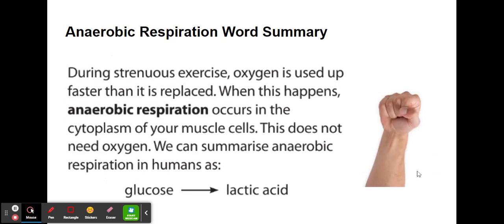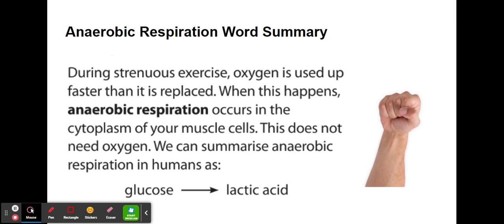Now, if we compare that to the word summary of anaerobic respiration, which is here, you can see it's a much simpler reaction from glucose to lactic acid. So the reactant is glucose, the product is lactic acid. But again, it's the energy that the cell is after. Now, it says above here, during strenuous exercise, oxygen is used up faster than it's replaced. Now, when that happens, anaerobic respiration happens. It doesn't need oxygen. It can release energy more quickly.